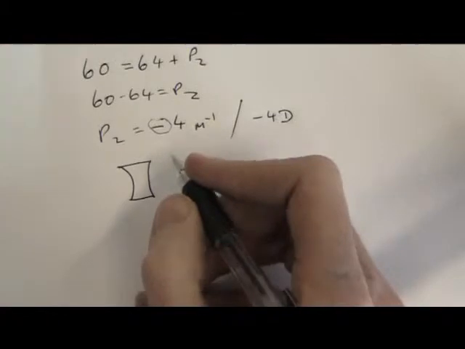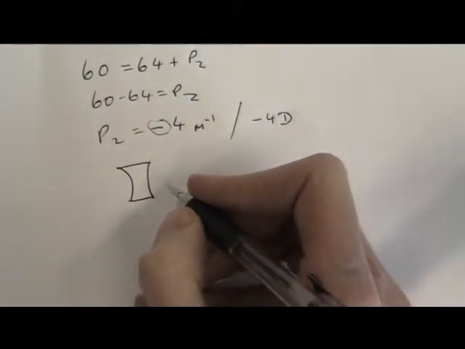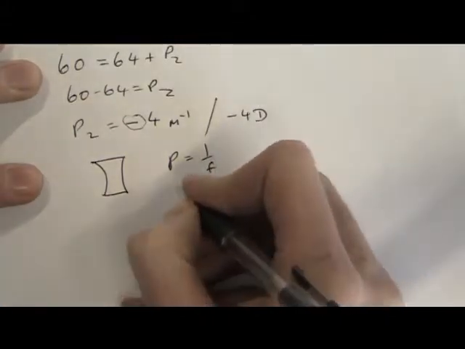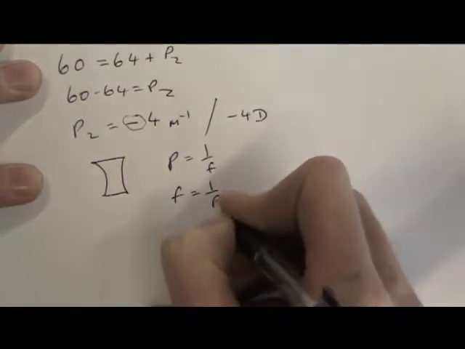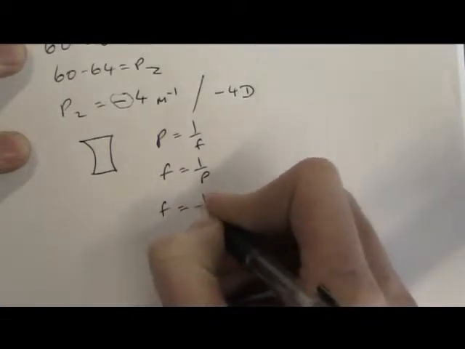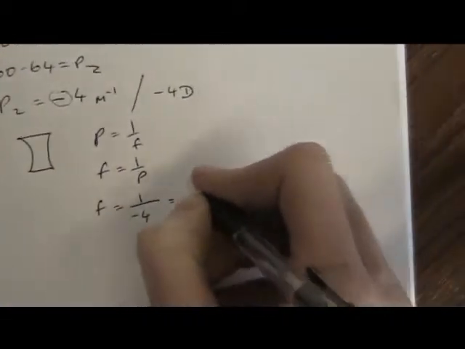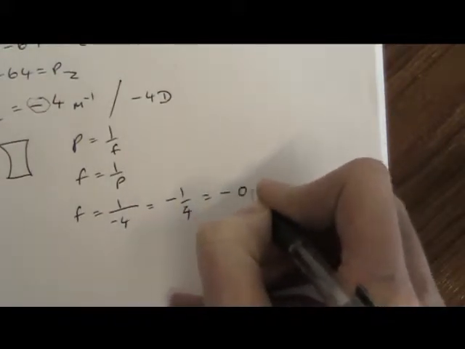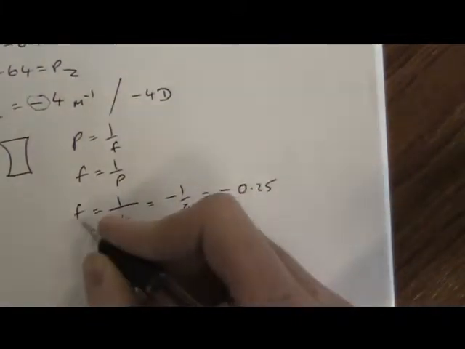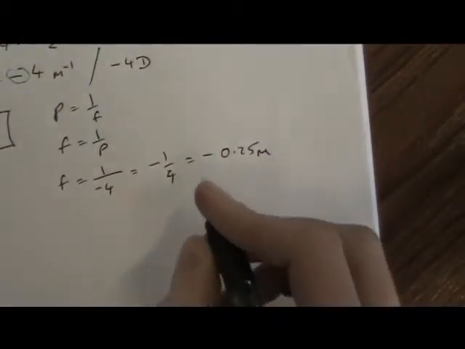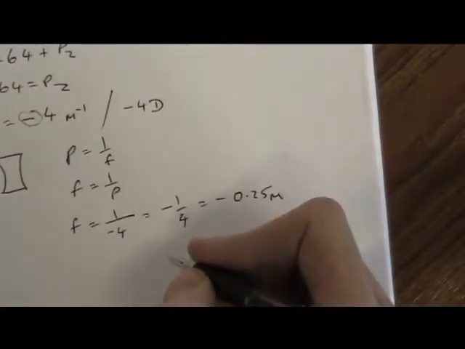So what do we ask for? We're not asked for the power, we're asked for the focal length. Power equals 1 over F, so F equals 1 over P. It's just subbing in. So focal length is equal to 1 over minus 4, which gives you minus a quarter, or minus 0.25. What are the units? Well, it's focal length, so it's meters. Minus 0.25 meters, and that question is done.